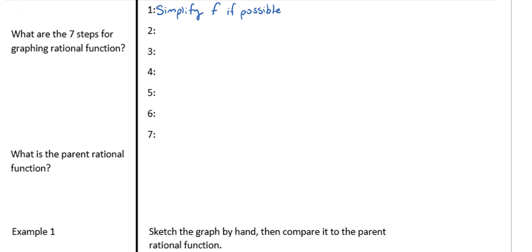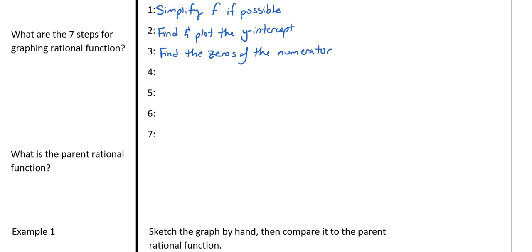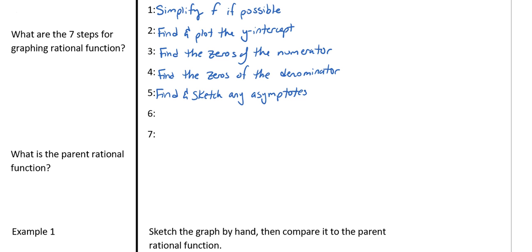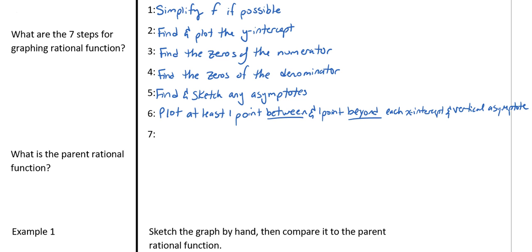So the 7 steps first would be to simplify f if possible, then find and plot the y-intercept, find the zeros of the numerator, find the zeros of the denominator, find and sketch any asymptotes, and plot at least one point beyond each x-intercept and vertical asymptote. And then use smooth curves to complete our graph.